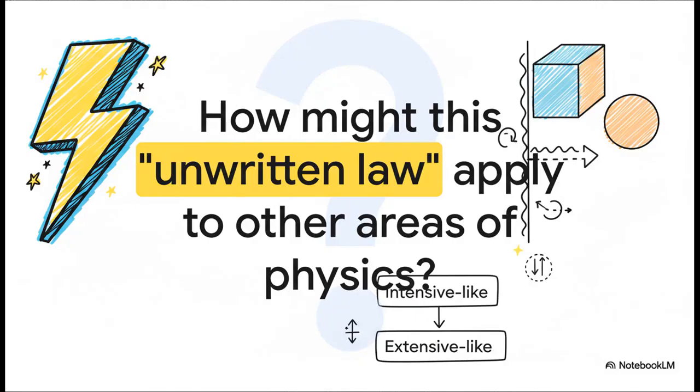And that leaves us with a final thought to chew on. This idea of intensive and extensive properties, it's not just for electromagnetism. You see it pop up in thermodynamics with variables like pressure and volume. So the question is, how might this powerful, unwritten law give us a unified way of looking at other complex systems in physics?